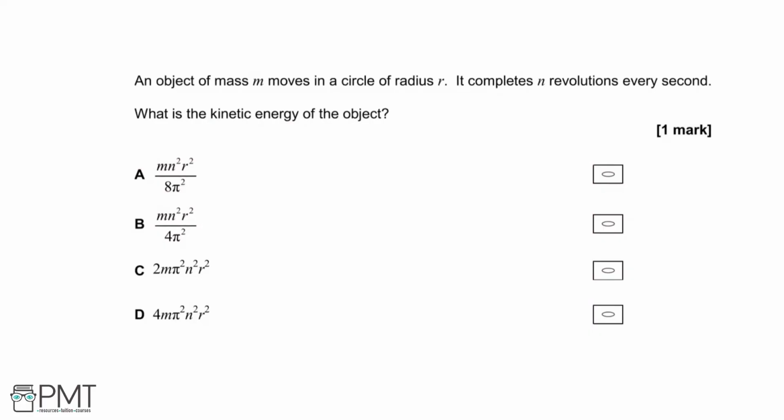An object of mass m moves in a circle of radius r. It completes n revolutions every second. What is the kinetic energy of the object? The first thing that we want to do is write down the equation for kinetic energy, because that's going to relate the mass and the speed.